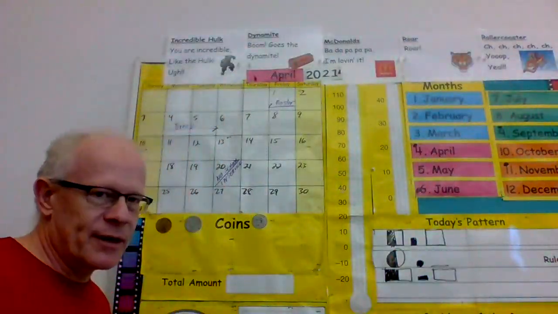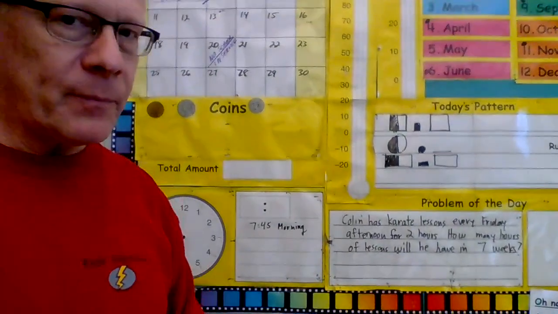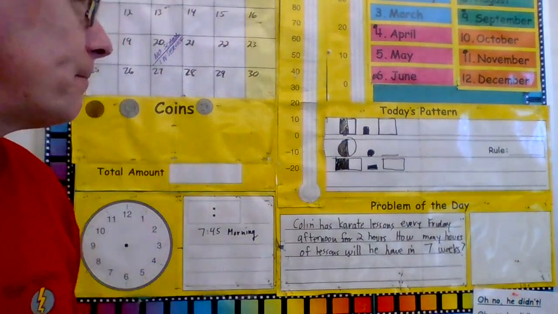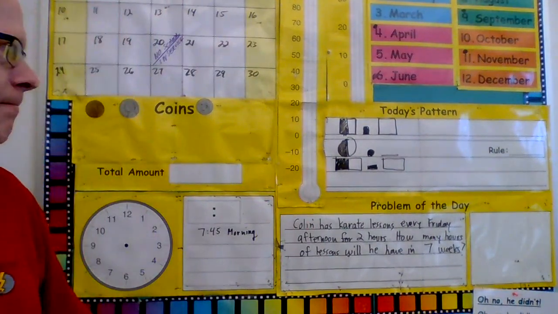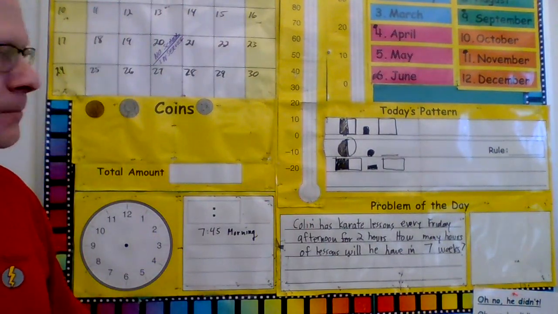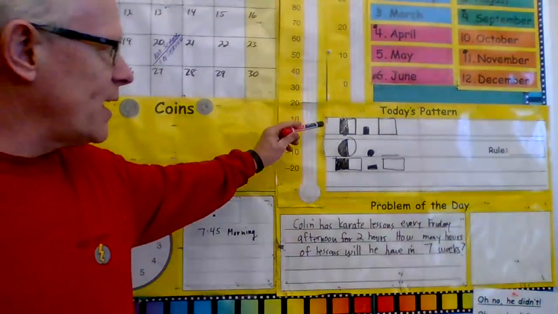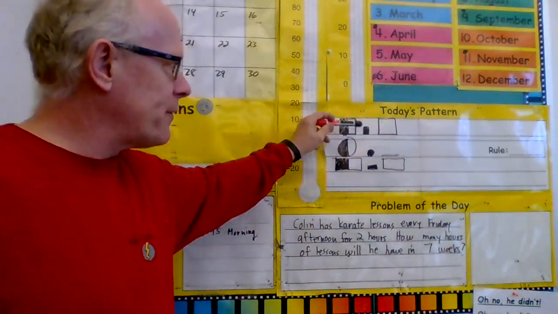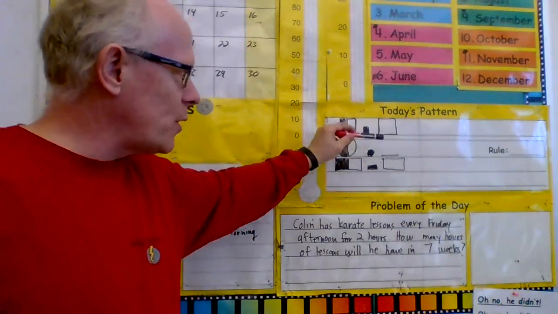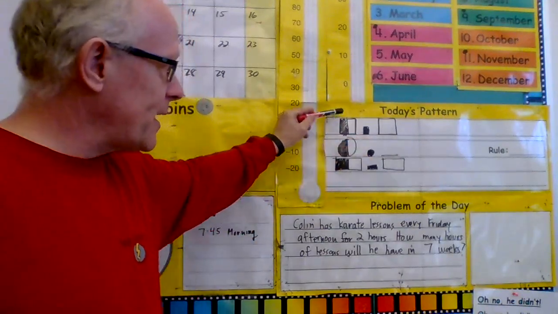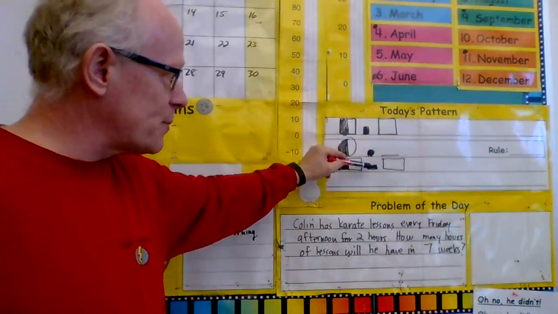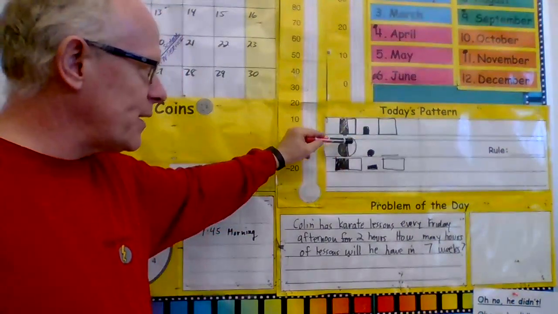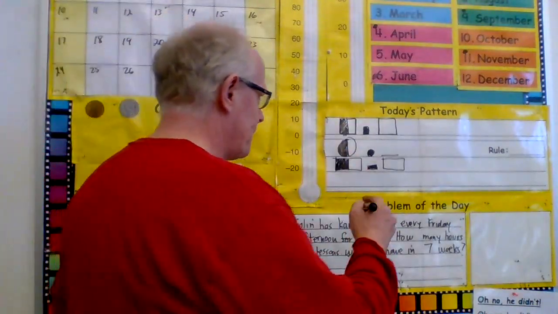Well, let's take a look at today's pattern. If you carefully look at that pattern, do you see what it is? As I look at them, I see a half colored in, whole colored in, clear. Half, whole, clear. Half, whole, clear. But I say big, small, big. Big, small, big. Big, small, big. So this would be big, small, big.